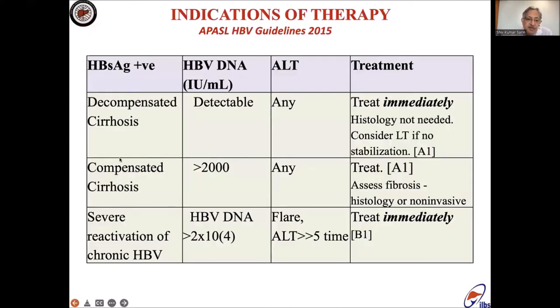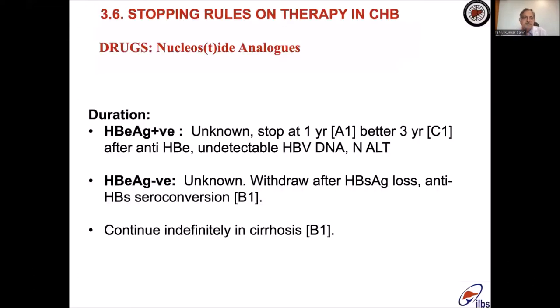If the patient has got decompensated cirrhosis, means he has hepatitis B and cirrhosis and has ascites or has jaundice or has bled, don't worry about DNA or ALT, treat. If he is cirrhosis, then at least he should have more than 2000 DNA and treat. Don't worry about ALT. If he has reactivation, means the DNA levels are high, ALT levels are high, treat immediately. So by and large, chronic liver disease has to be treated by antivirals.